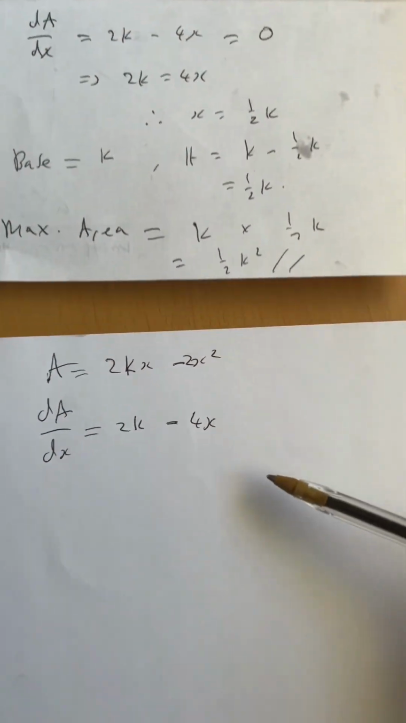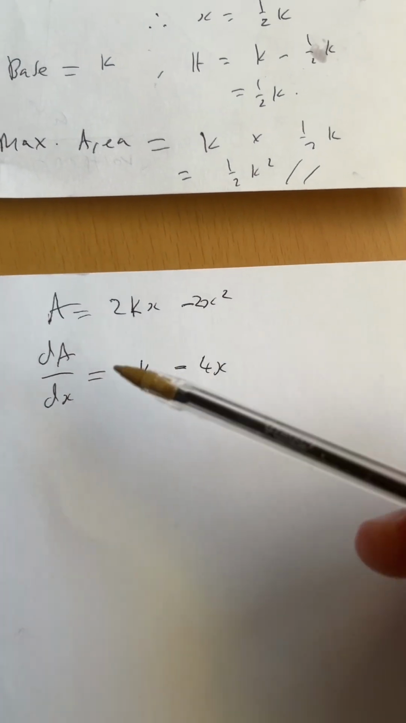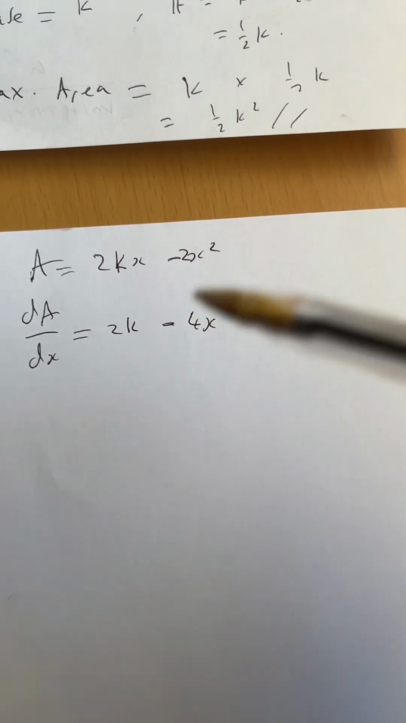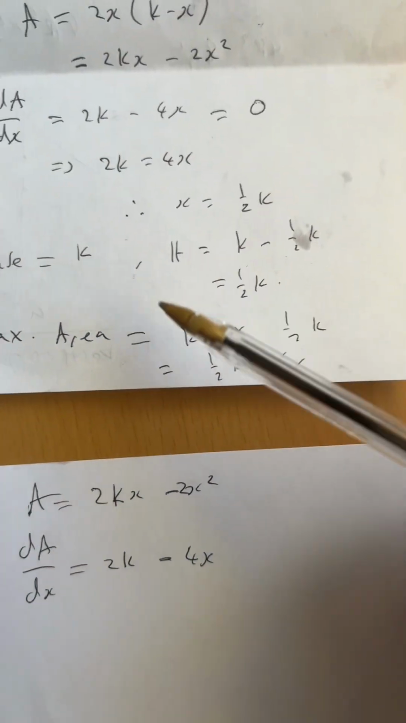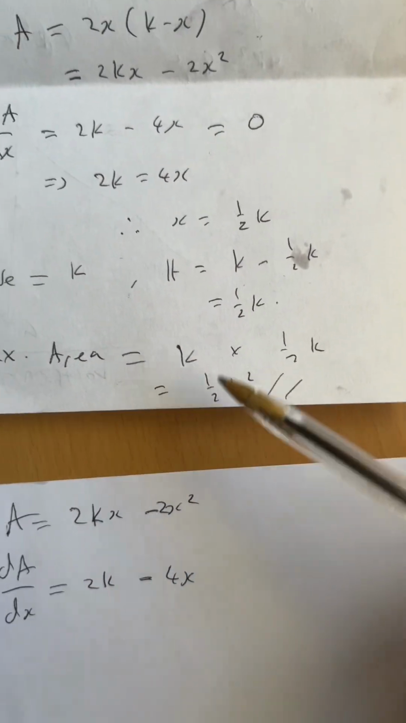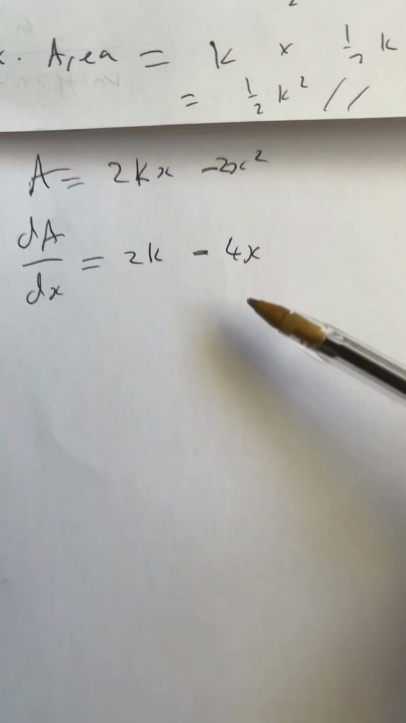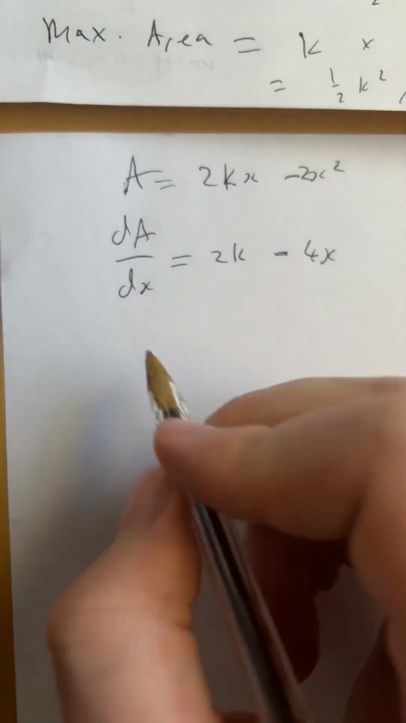Now, the question may actually ask you to show that it is a maximum, because a stationary point could be a minimum as well. So the question may ask you to prove that it is a maximum point, and this is what you would do. From the question, we found that the area was this, and we differentiated it to get dA by dx. So if you want to prove that this area, this half k squared, is a maximum, then you need to differentiate again to get the second derivative.